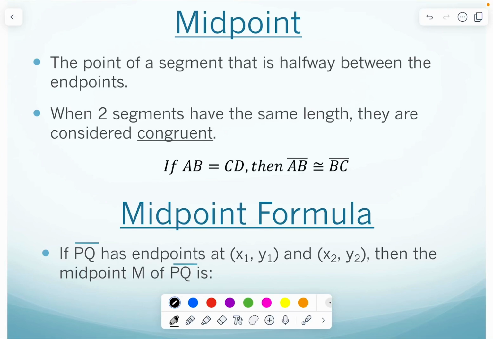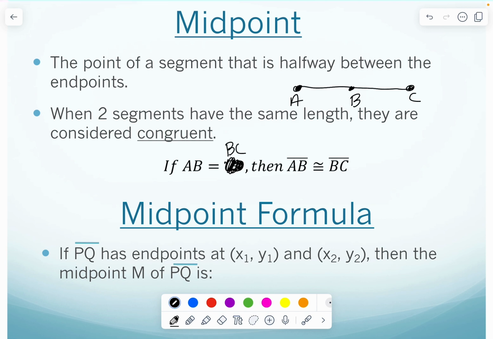Lastly, I'm looking at the midpoint of a segment. So the midpoint is the point of a segment that is halfway between the two endpoints. So if I were to draw a segment, and I'm going to use the letters that are on here, I'm going to change this out before I begin. And I'm going to use A with AC with B in the middle, okay?